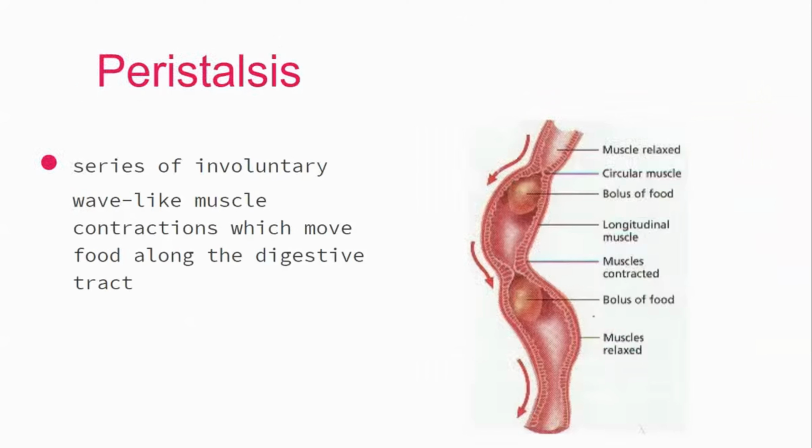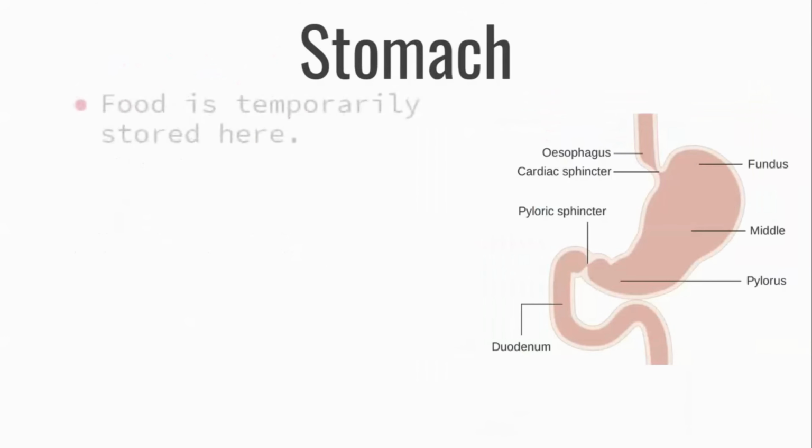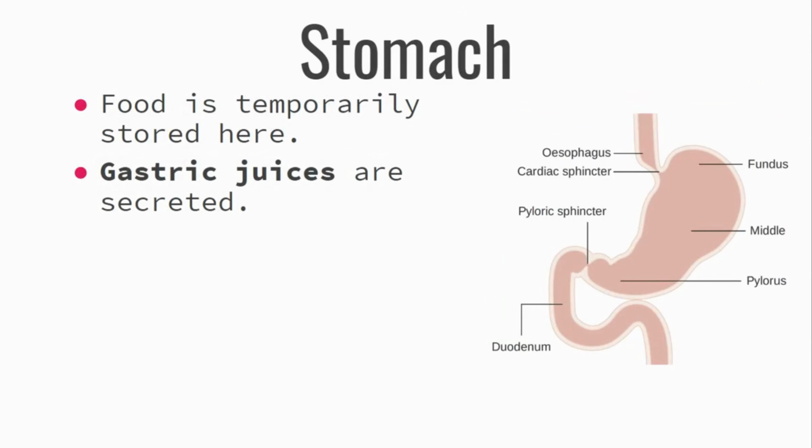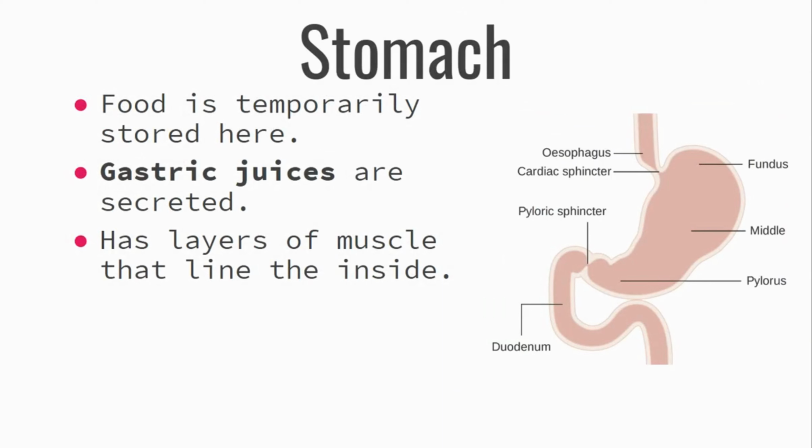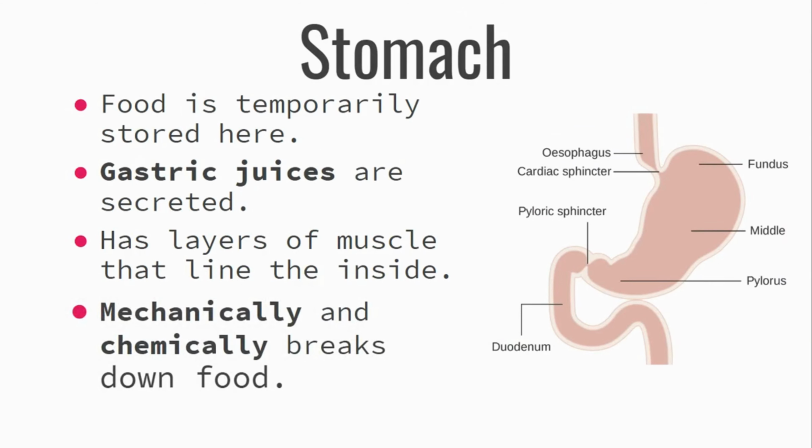Peristalsis is a series of involuntary wave-like muscle contractions which move food along the digestive tract, as shown in the diagram. The circular muscles and the longitudinal muscles contract and relax to push the food along the digestive tract. The stomach usually stores food temporarily. The gastric juices are secreted here. It has layers of muscles that line the inside and mechanically and chemically break down food.